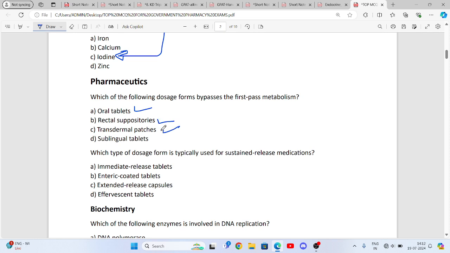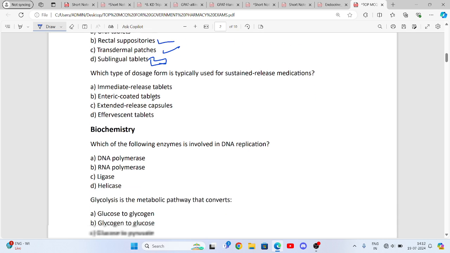Transdermal patches also show minimum first pass metabolism, and sublingual tablets do not show any sublingual metabolism. So over here the question was supposed to be which of the following does not show. The right answer over here is oral tablets, because oral tablets show first pass metabolism while the rest do not show.